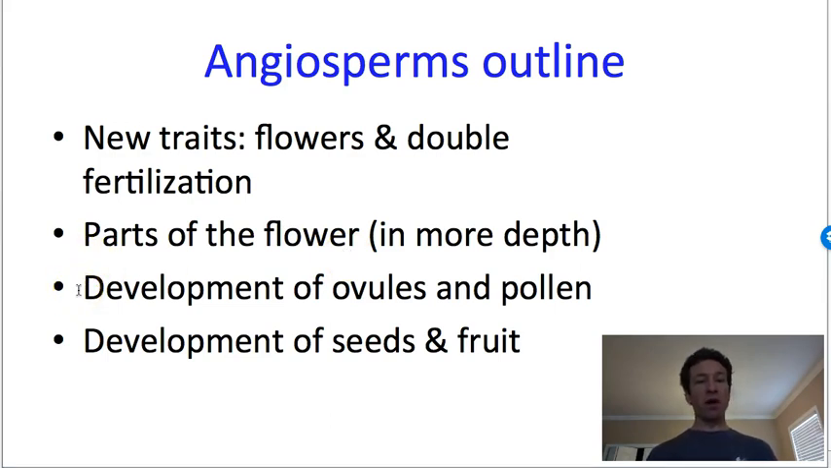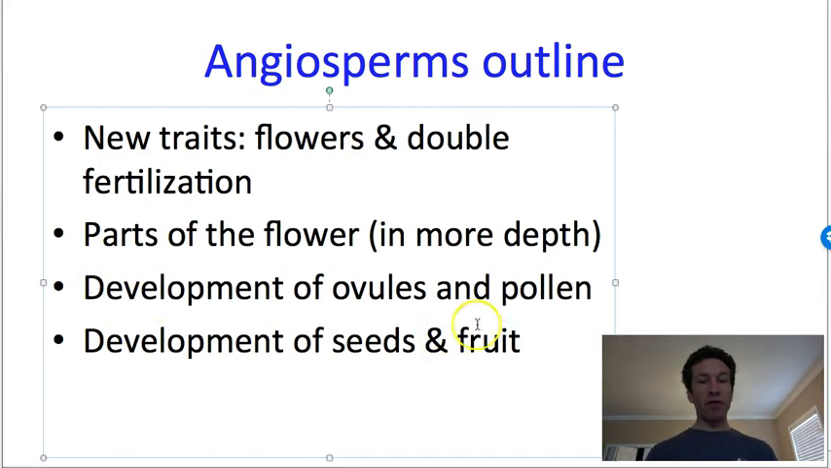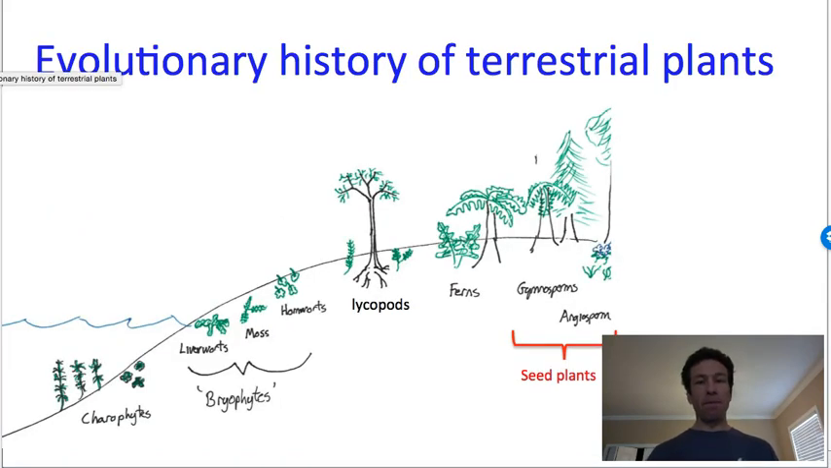We will also cover development of ovules and pollen, and we will talk about development of both seeds and fruits. This is the last major group of terrestrial plants for us to talk about.